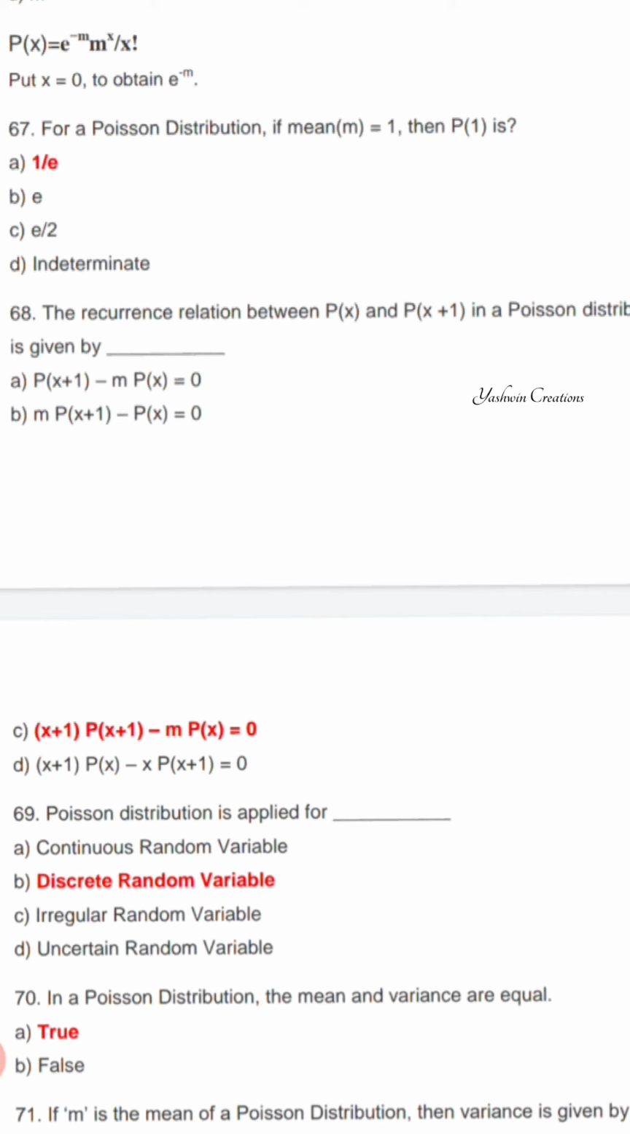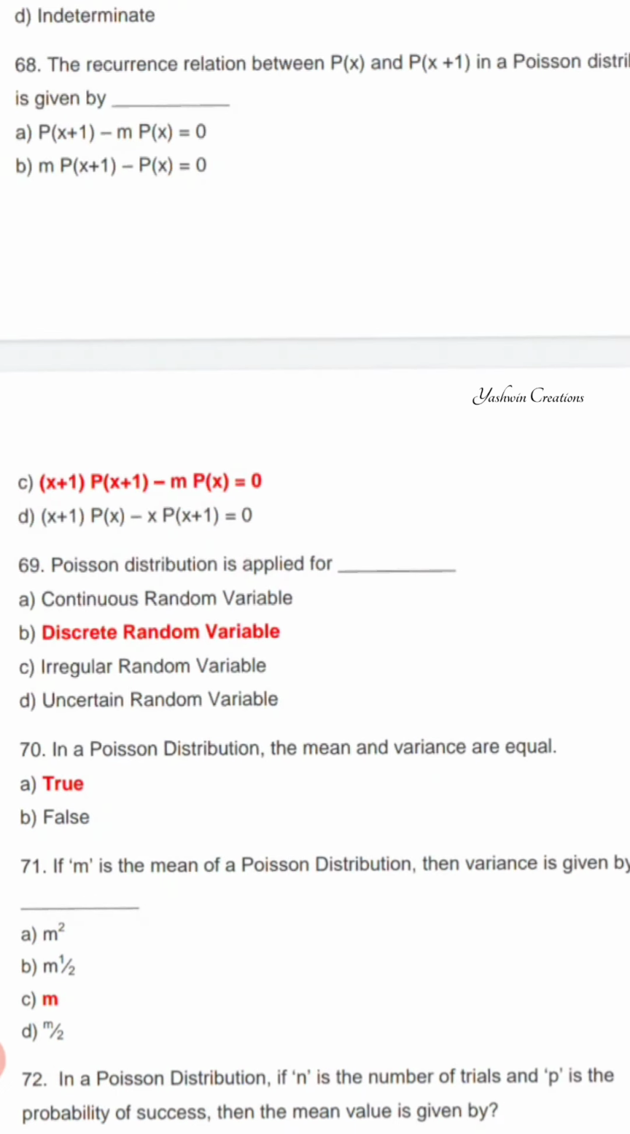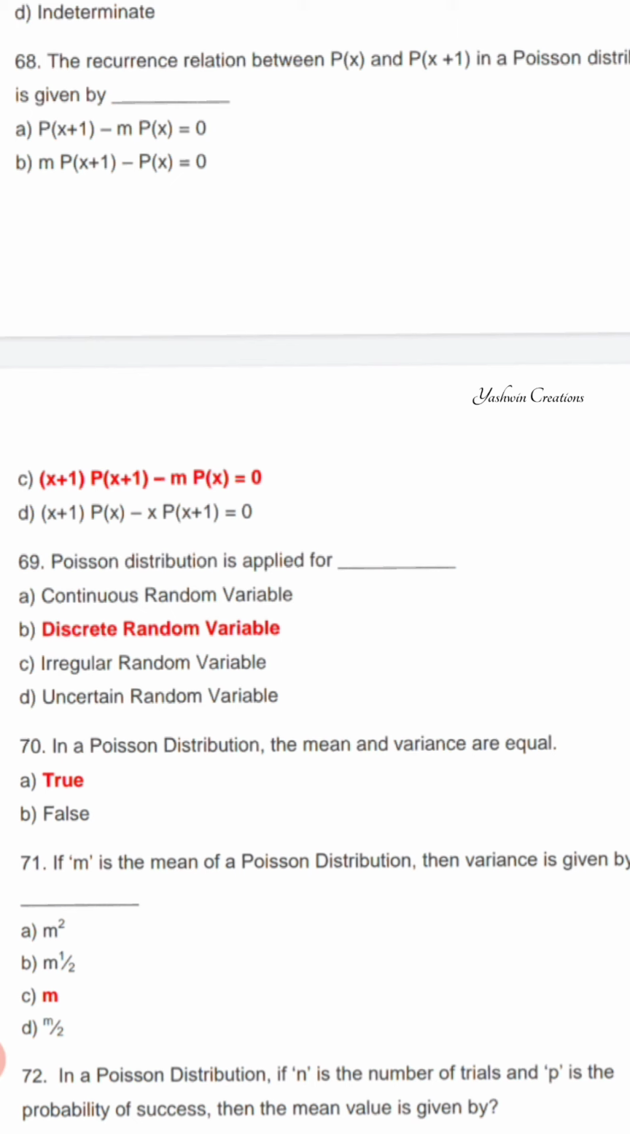So remember, normal distribution is continuous, binomial is discrete, and Poisson distribution is also discrete. In Poisson distribution, the mean and variance are equal. If m is the mean of a Poisson distribution, then variance is given by what? The variance is given by m.